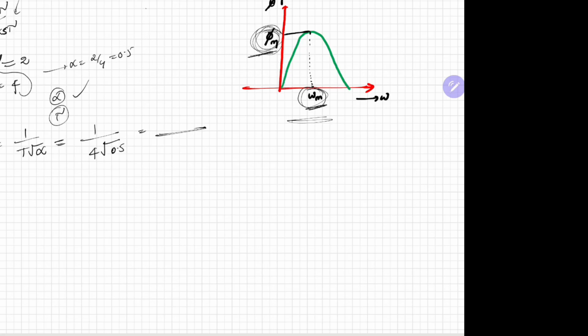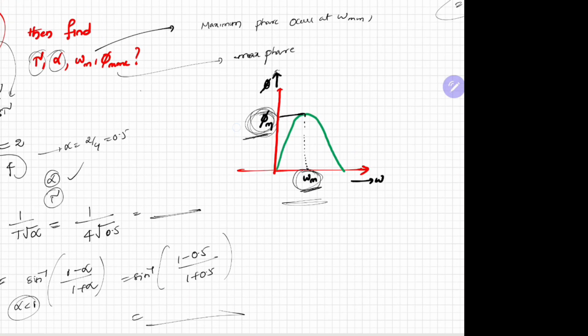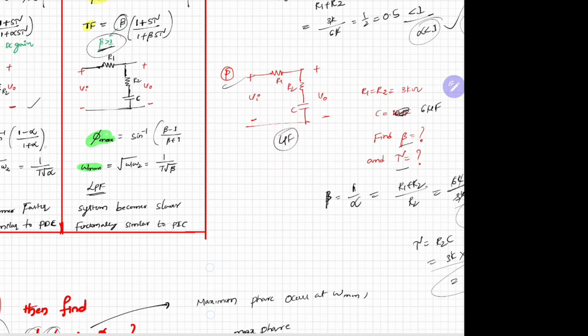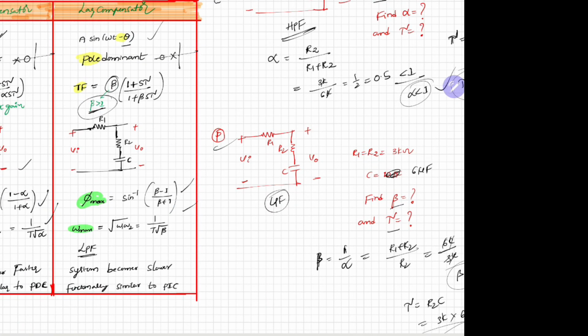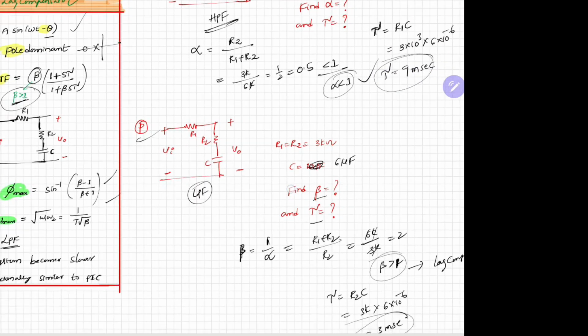And next one, the maximum phase. Maximum phase occurs at this frequency. Here what is the maximum phase? Sine inverse, since alpha is less than 1, right? So (1 minus alpha) by (1 plus alpha). So sine inverse of (1 minus 0.5) by (1 plus 0.5). Then you can find out the value here. This is how you need to solve the questions. These formulas I already mentioned here. This one, this one, this one, this one. They can ask for them. And the differences that I have mentioned here, these questions they can ask you anyway.